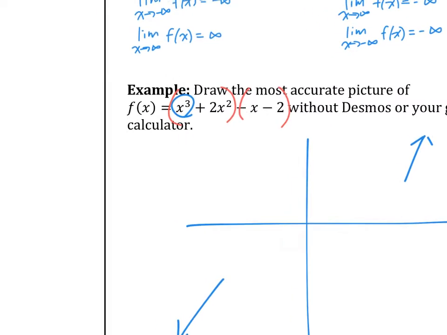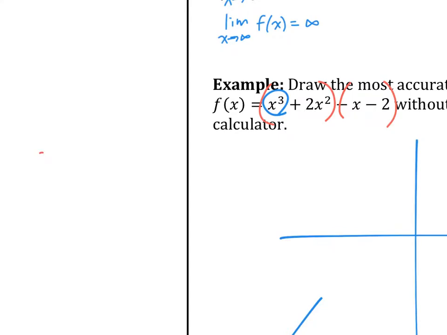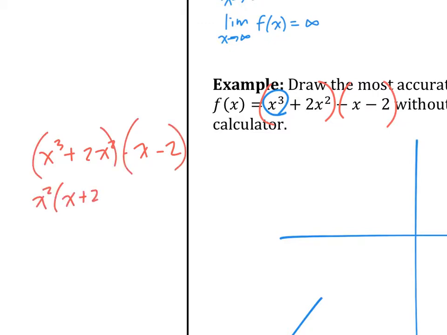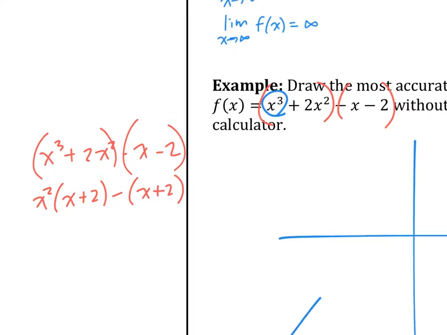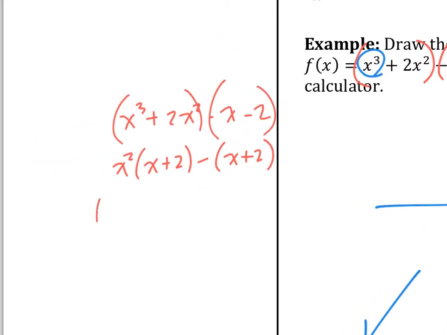Okay, so if you don't remember how to factor, please check your notes from last year. So you're going to group. You take out the greatest common factor, which is x squared. So that's x plus 2. Take out a -1 from here. So that's x plus 2 again. X plus 2 happening twice does not mean you have two x plus 2s. It means that you can take out x plus 2. And then you're left with x squared minus 1.